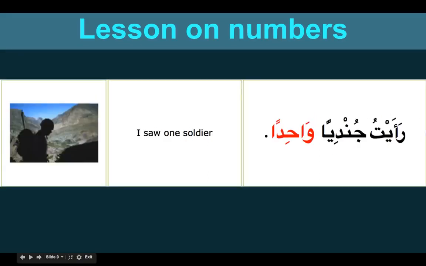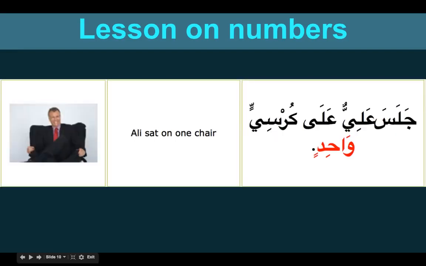Ra'aytu. Here we are using some verbs. Ra'a means he saw. Ra'aytu means I saw. Ra'aytu jundiyan wahidan. If you see different case endings, why is it jundiyan? Because that's an object. I saw what? So that is a maf'ulun bihi. Jundiyan wahidan, 1 soldier.